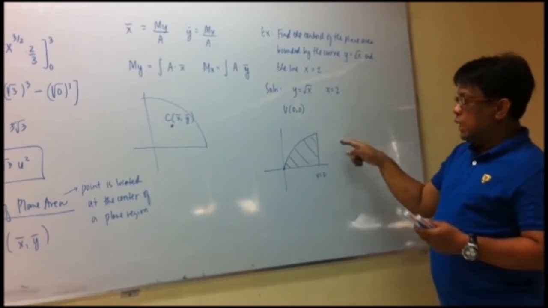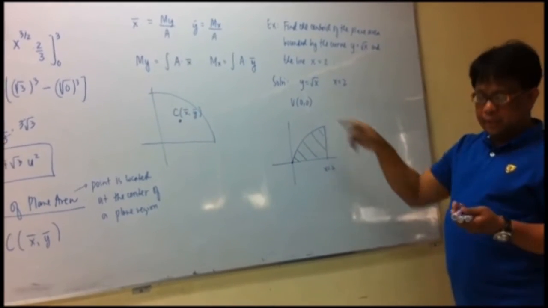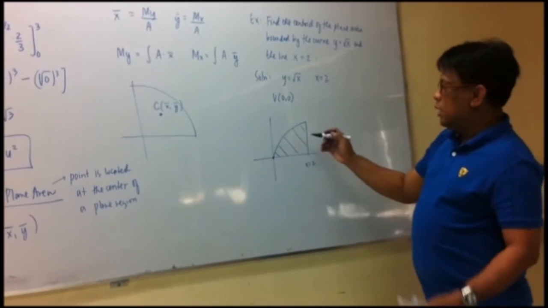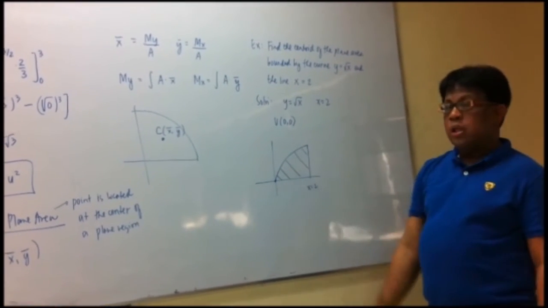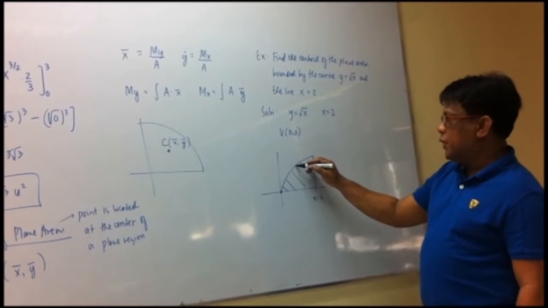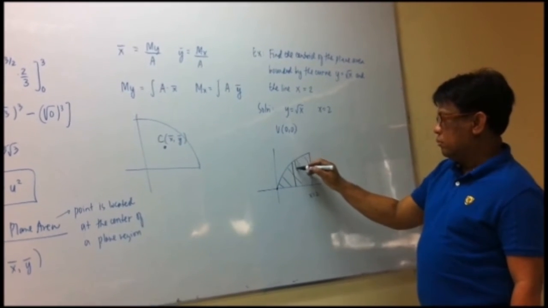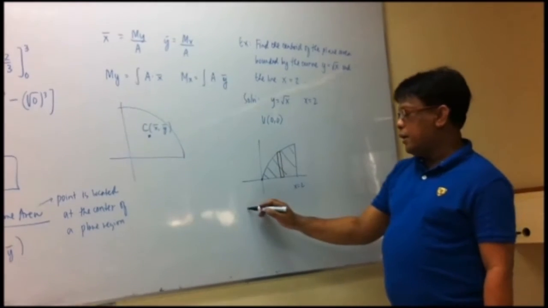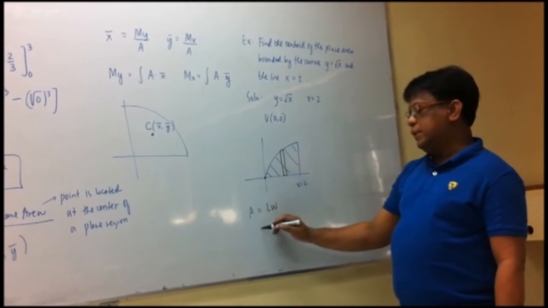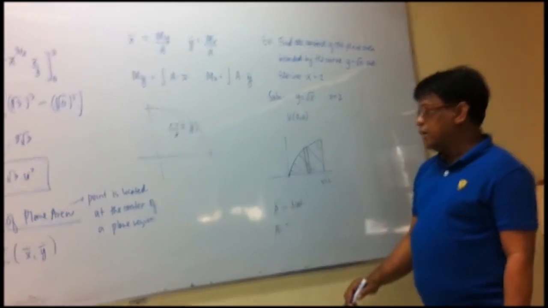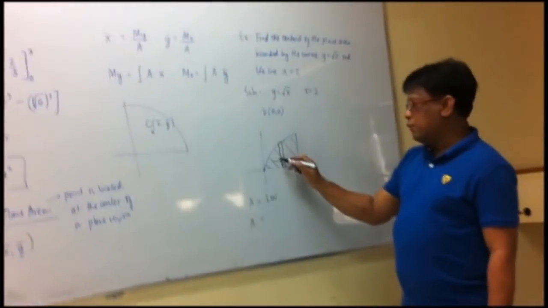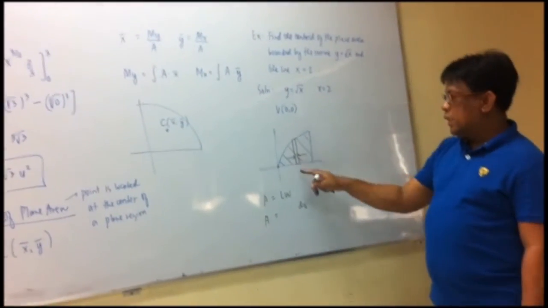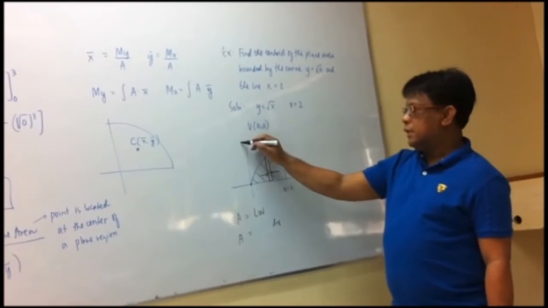So the first thing to do, after we sketch the region, is to define the area first, okay? So what strip do you want to use? Let us make use of vertical strip. Okay, so let us find out the area. The formula is length times width. So let us identify the length. The length here is the variable of integration, which is dx, because the strip is perpendicular to the x-axis.